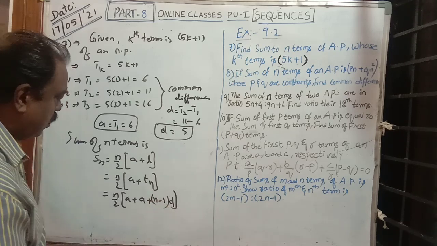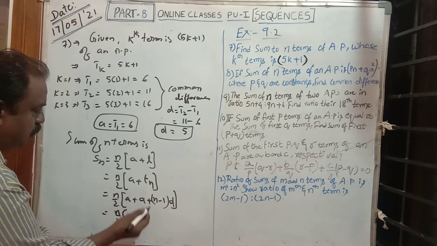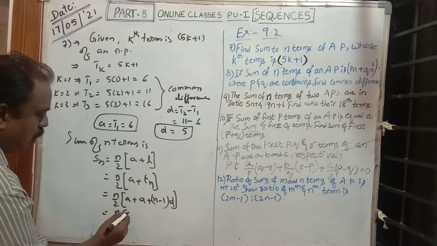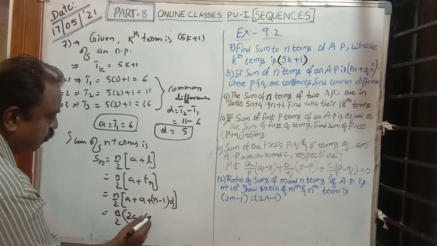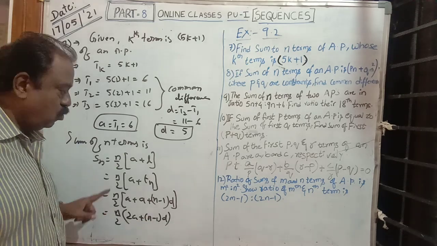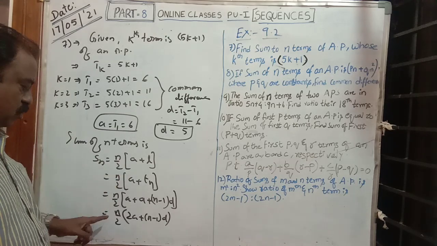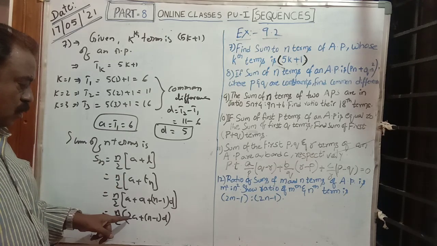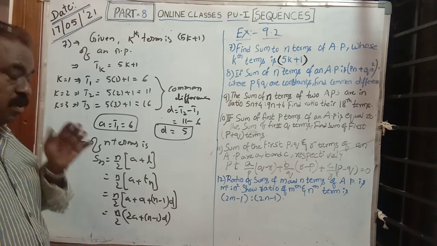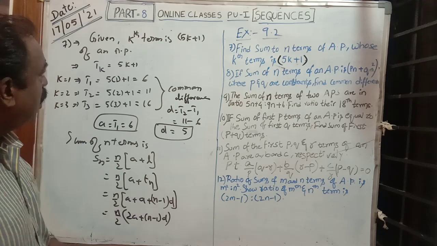So it is n by 2 of 2a plus n minus 1 into d. Directly we may write this one also. You remember? n by 2 of a plus l is okay, or otherwise, n by 2 of 2a plus n minus 1 into d, also we can write it. Okay, is it clear? Now, I will write on the board.